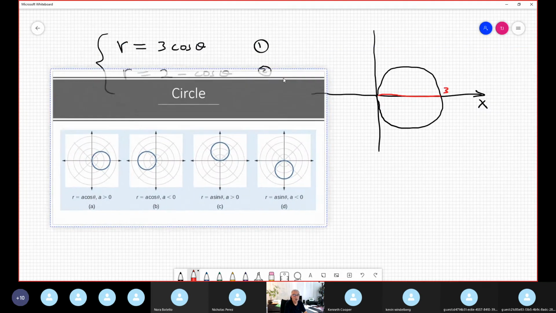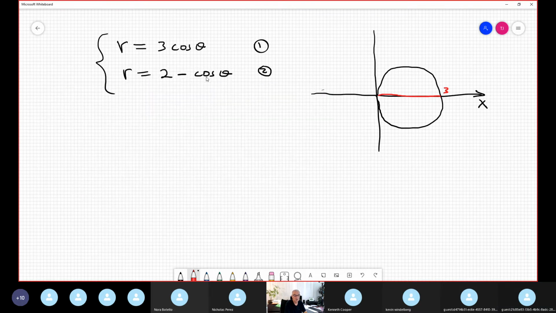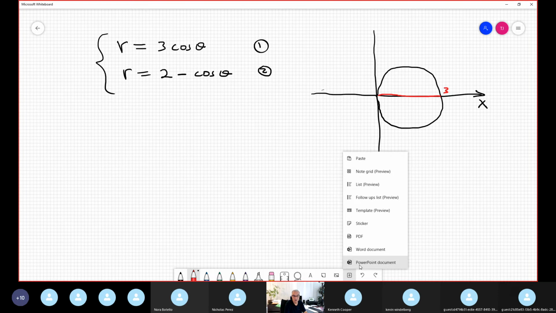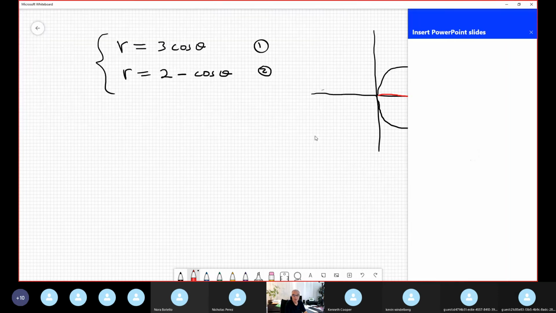Wow. Our first equation is cosine. It's this, the first one. Do you see? Yes, Professor. And what about the second? The second I lost. I have no idea. Let me see. Let me go again to the PowerPoint.